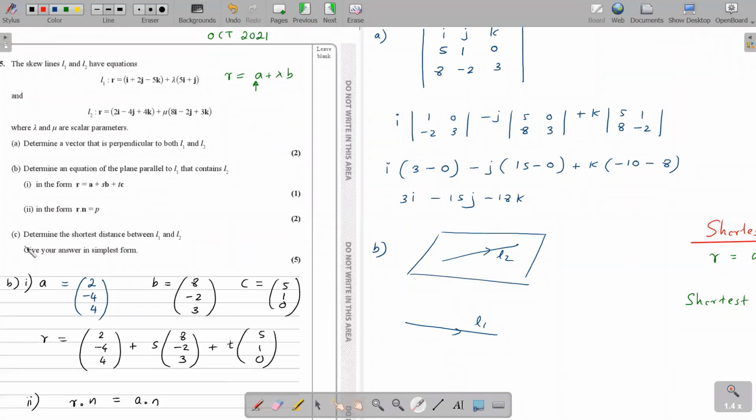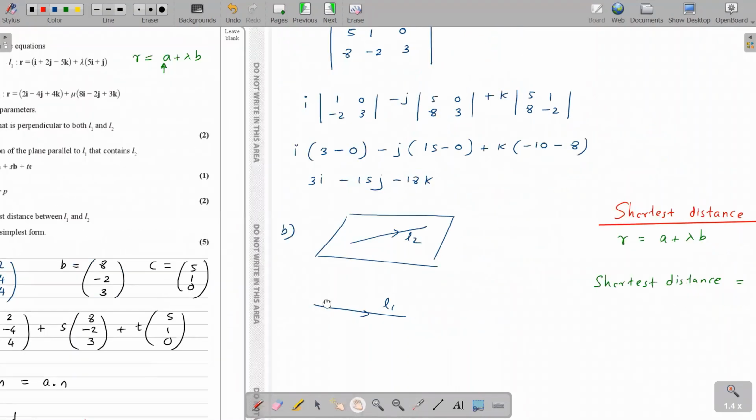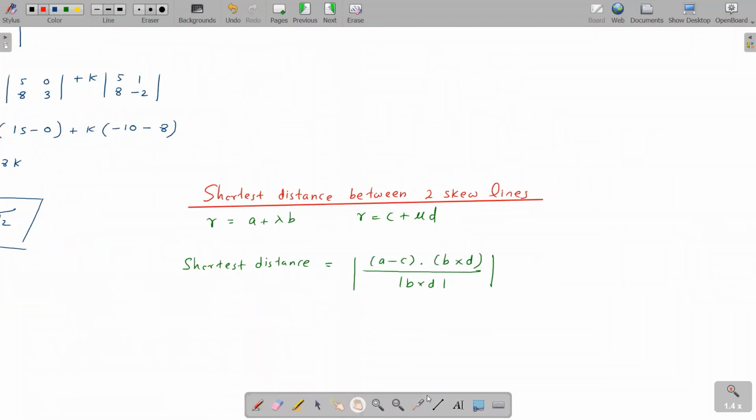Okay, so in part C, they say determine the shortest distance between line 1 and line 2. Give your answer in simplest form. So line 1 and line 2 are two skew lines. You have learned in vectors in F3 the shortest distance between two skew lines. This is a theory you learned in the F3 book. The shortest distance between two skew lines r equals a plus lambda b, and r equals c plus mu d, is (a minus c) dot (b cross d) divided by the modulus of b cross d.